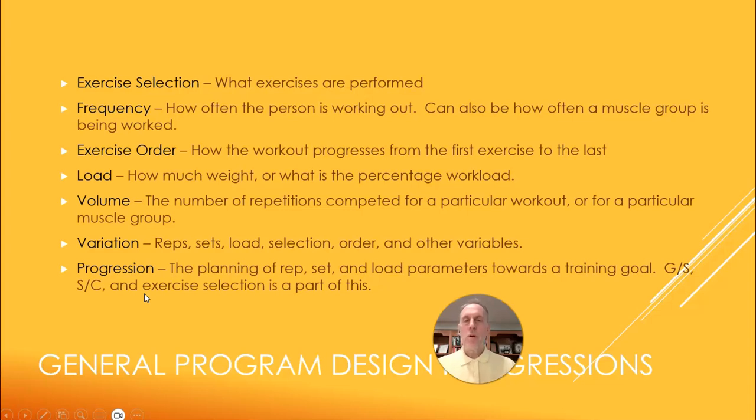So if we break this out logically, looking at what we've been talking about so far, you have exercise selection. It's what exercises are performed. You have frequency, how often the person is working out. There can also be how often a muscle group is being worked, the exercise order, how the workout progresses. We talked about this in terms of prioritizing.